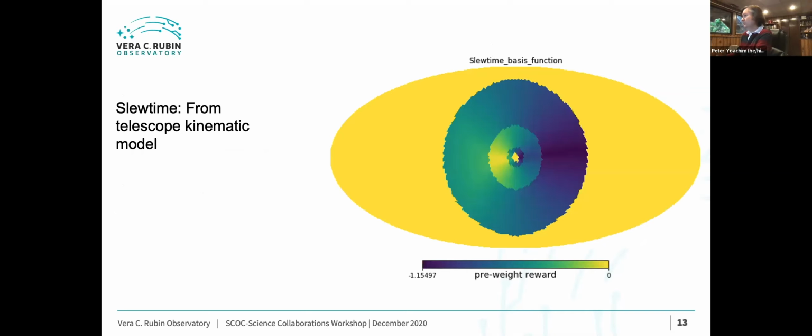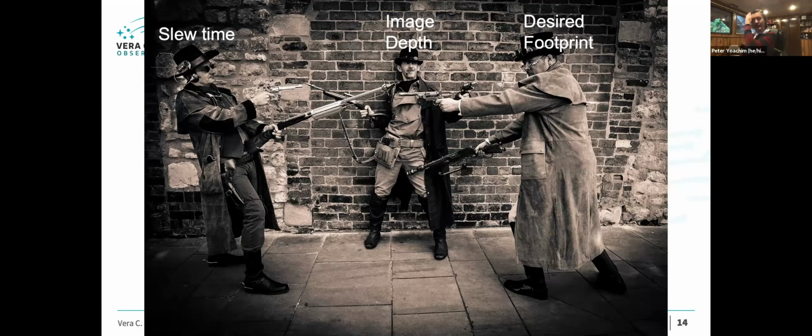Finally, we have a slew time map. It takes us about 2 minutes to slew around 180 degrees to the other side of the sky. So observing near where we're pointing is rewarded. Observing the other side of the sky is penalized. And this is kind of my image of what the Markov decision process is doing. Our free parameters for the scheduler are how much weight we put on these 3 different things. And what we found is if we put too much weight on any of them, it shoots the other 2.